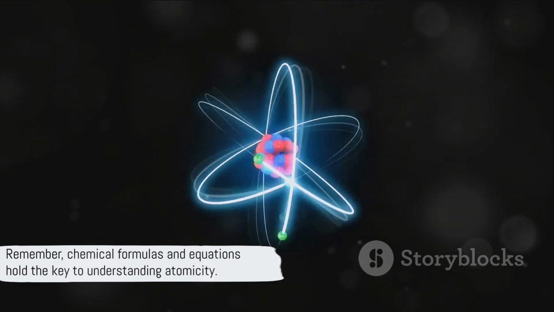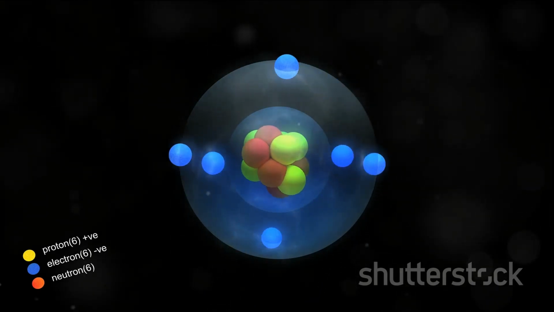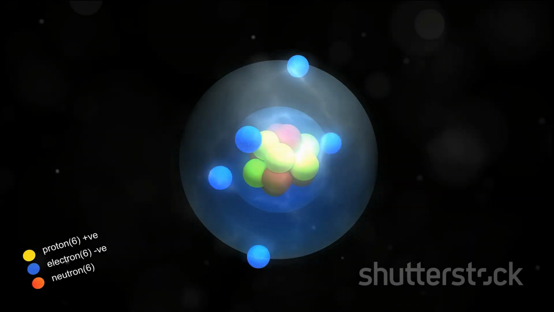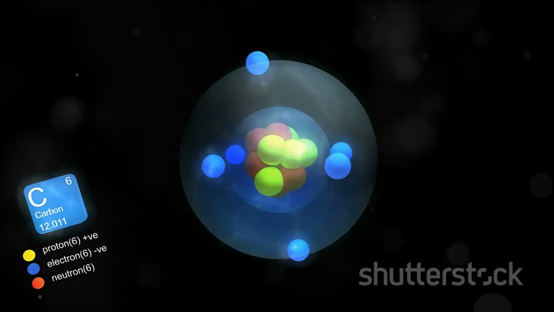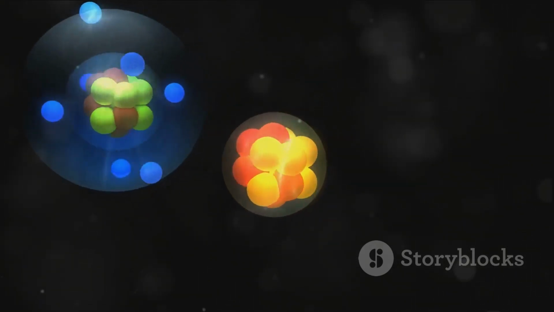So remember, the next time you encounter a chemical formula or equation, those numbers aren't just numbers. They represent the fundamental building blocks of matter. They reveal the number of atoms involved in the grand game of elements. Atomicity, in essence, helps us understand the rules of the game.